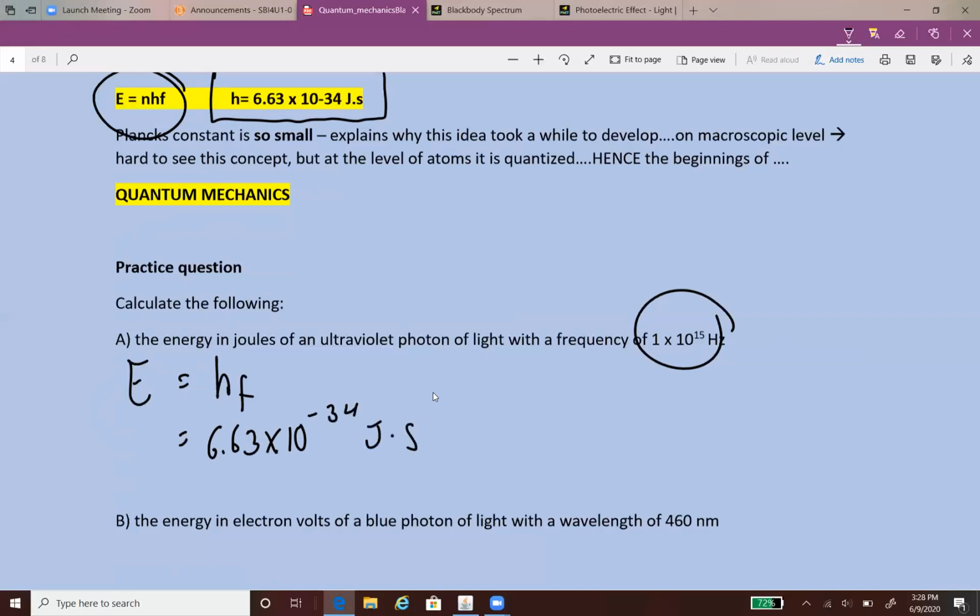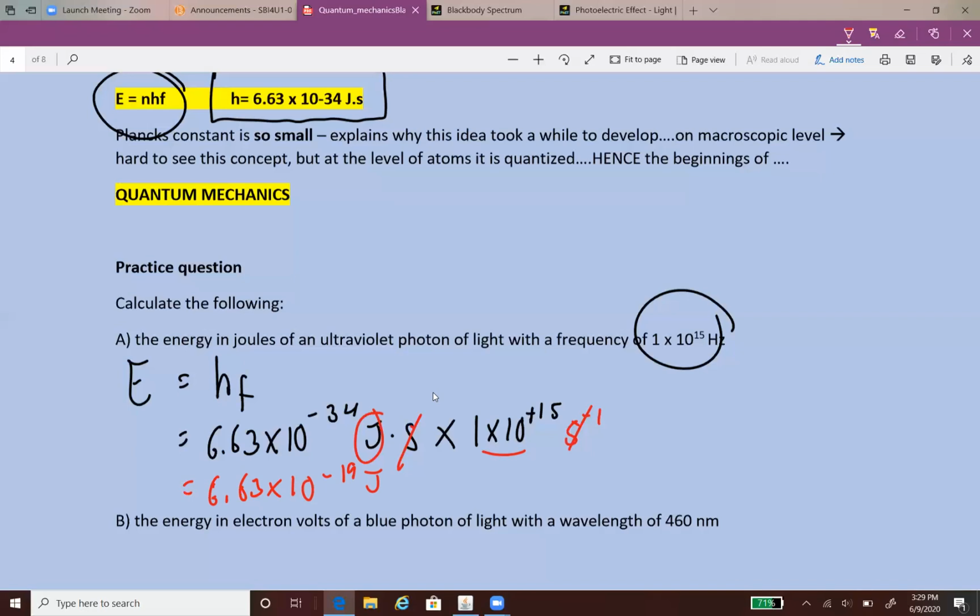Now, the unit is joule seconds, times the frequency, 10 to the 15 hertz. Now, remember what a hertz is? A hertz is the same as per second because it's cycles per second. So you can say that the unit of frequency is 1 over s, right? You'll notice that these would cancel out, and you'll be left with simply joules. So the energy from one UV photon at this frequency would be 6.63 times 10 to the minus 19 joules. Okay. So one photon would have that much energy.